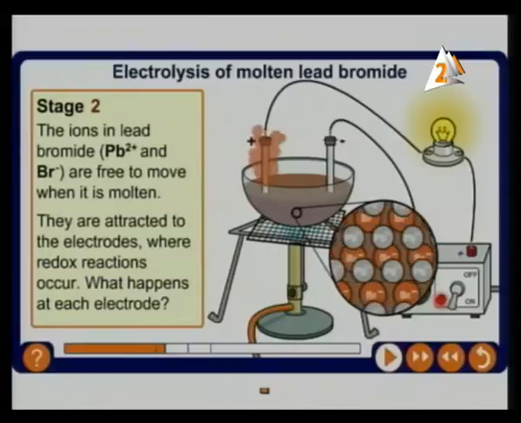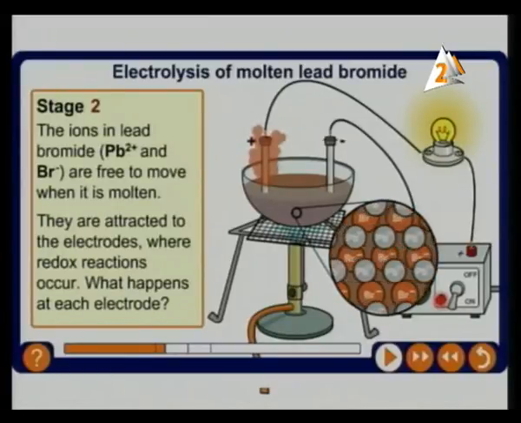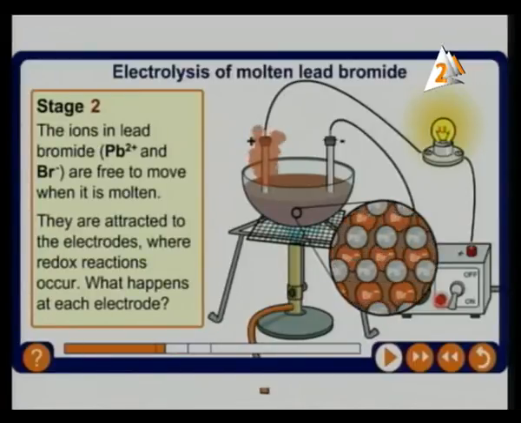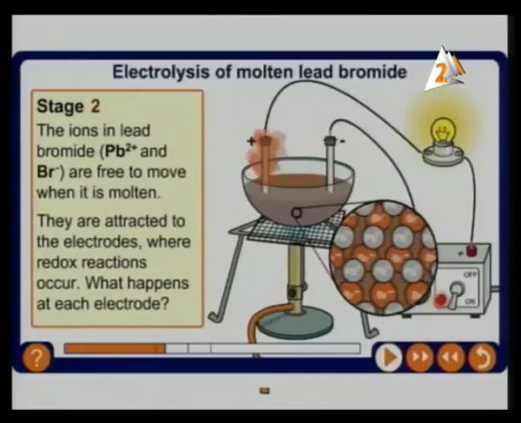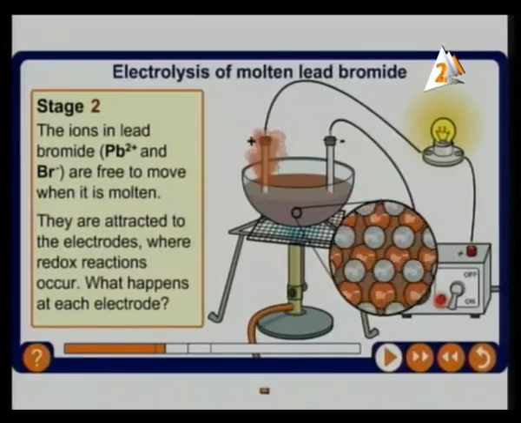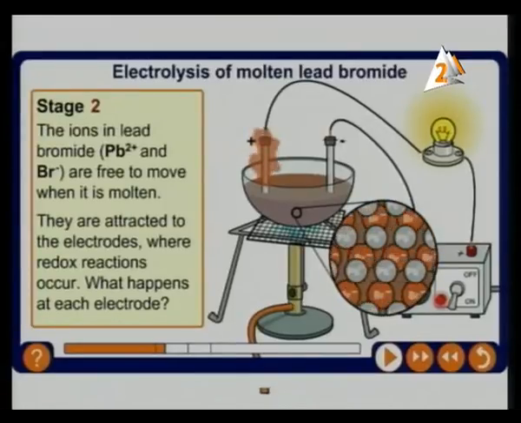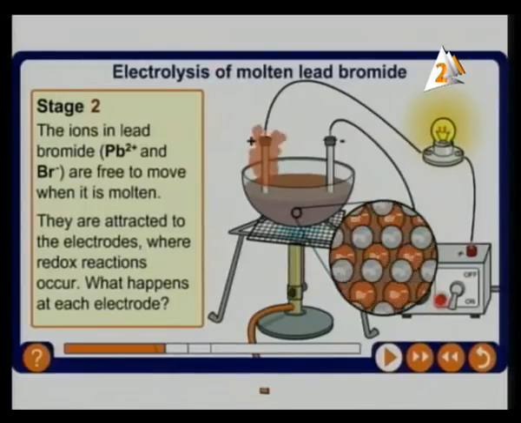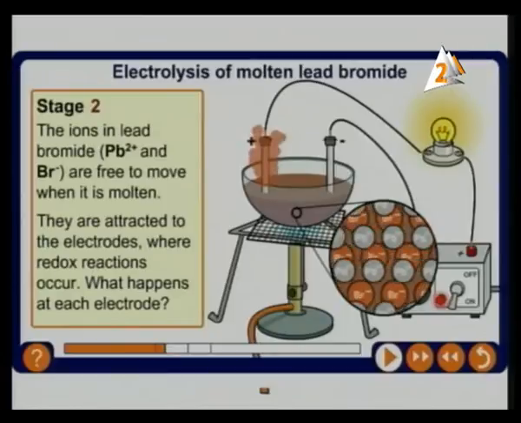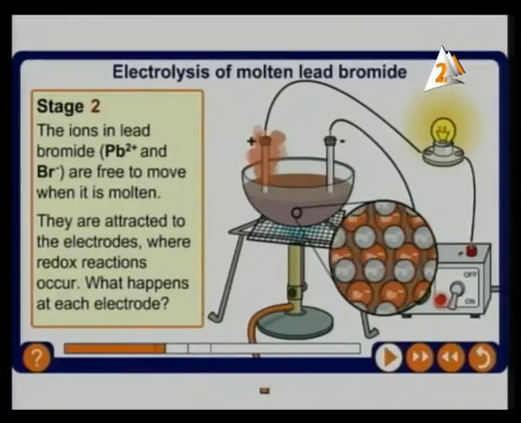The ions of lead and bromide, Pb2+ and Br-, are free to move. It's very important to know this. When in the molten state or in solution, they are free to move and are attracted to the electrodes. Why? Because the redox reaction occurs as they move inside the solution or molten compound. Here we look at what happens at each electrode.